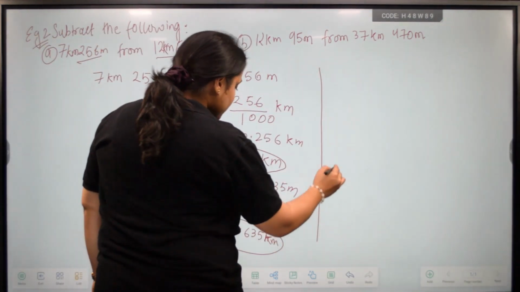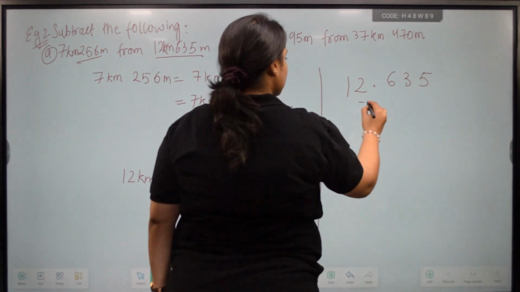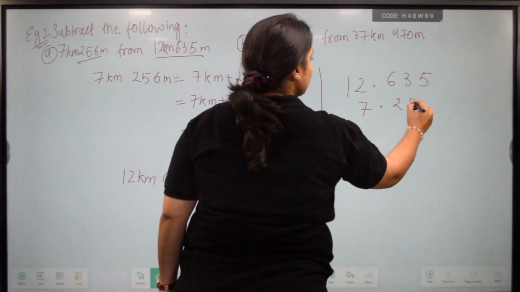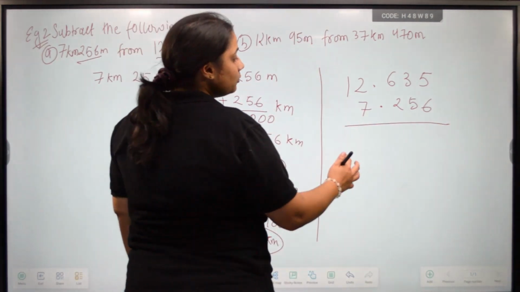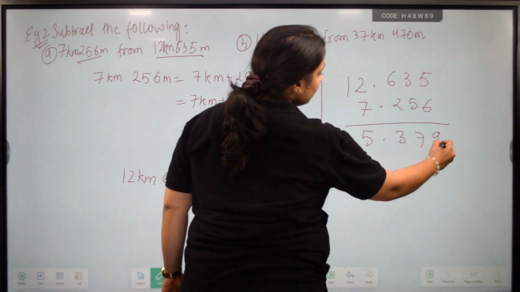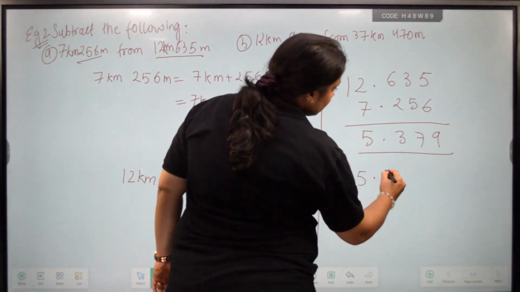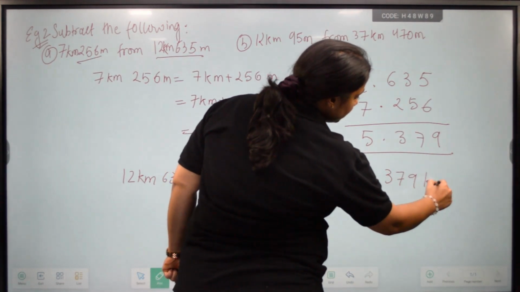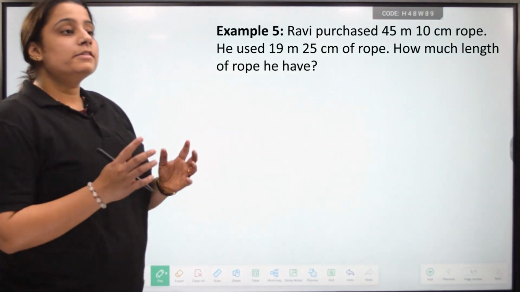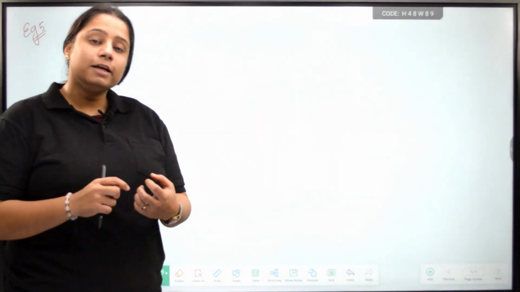Write them column wise. 12.635 and here 7.256. After subtracting, we got 5.379. So the answer will be 5.379 kilometers.